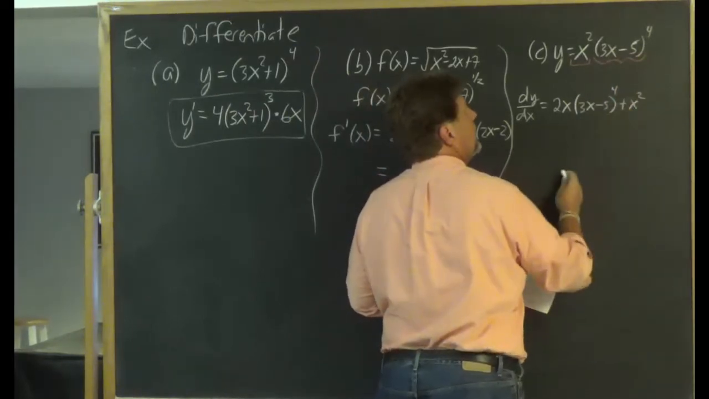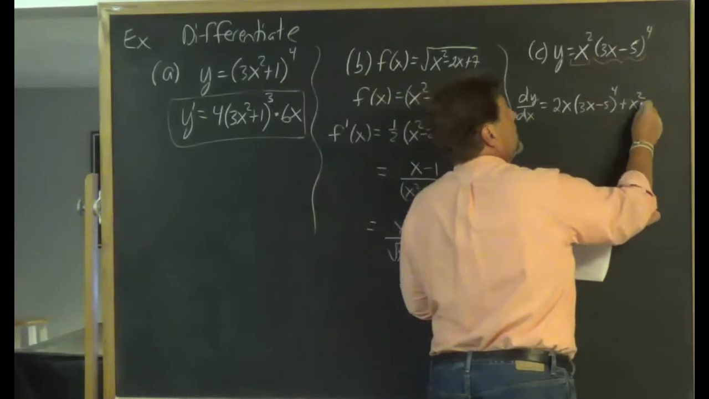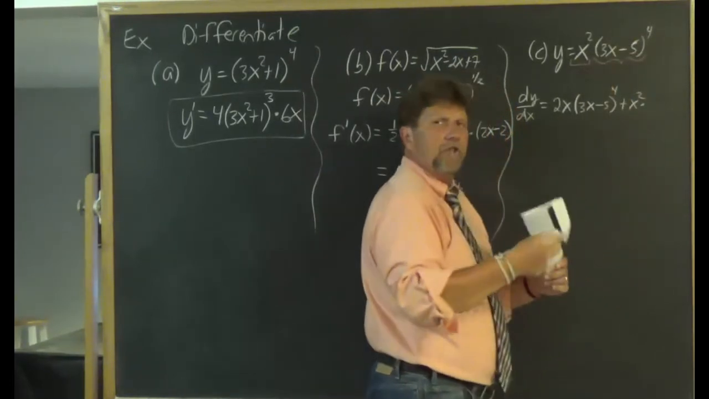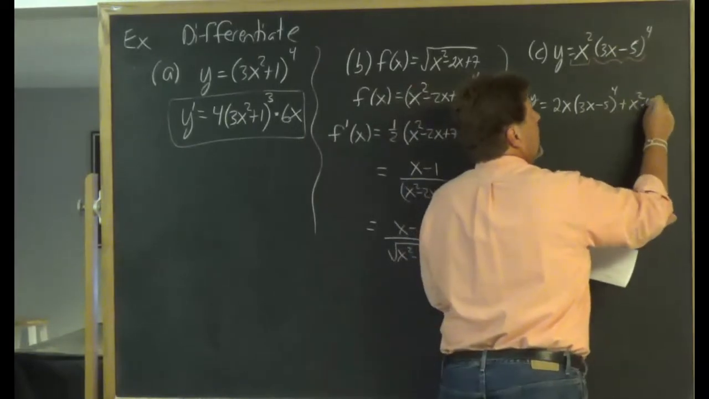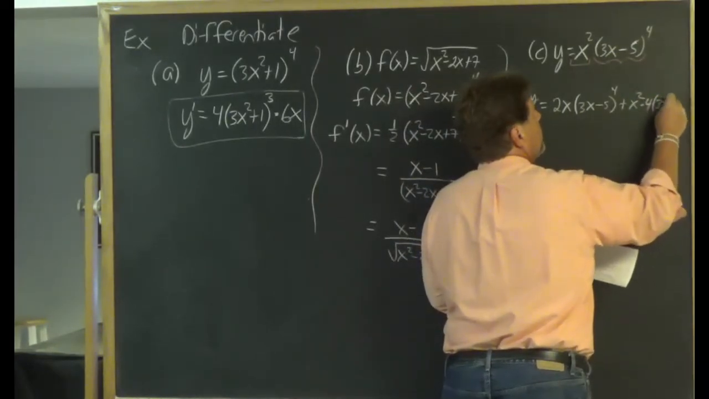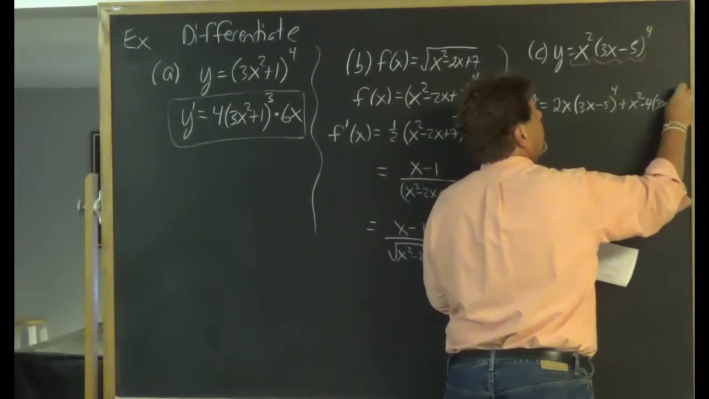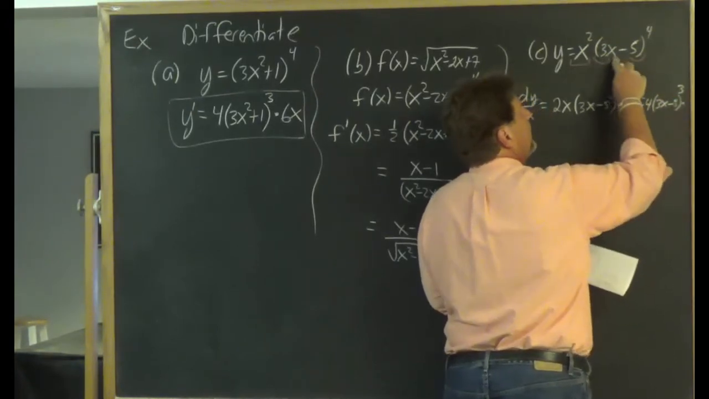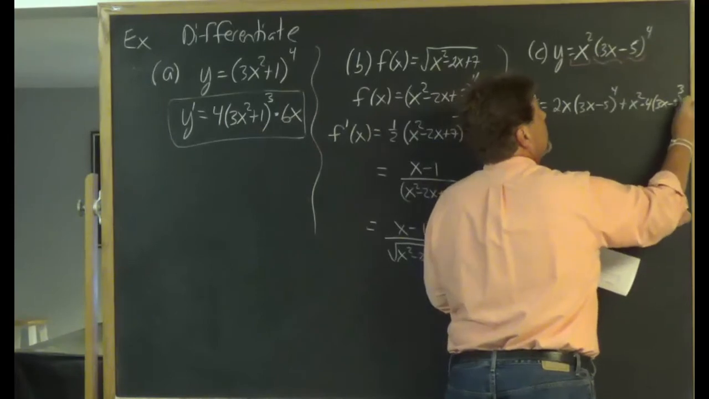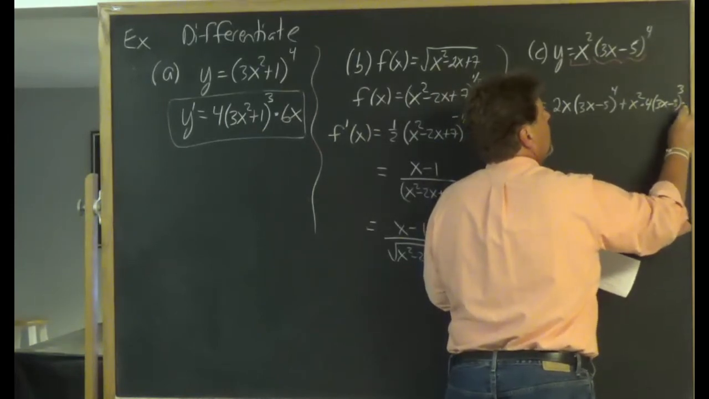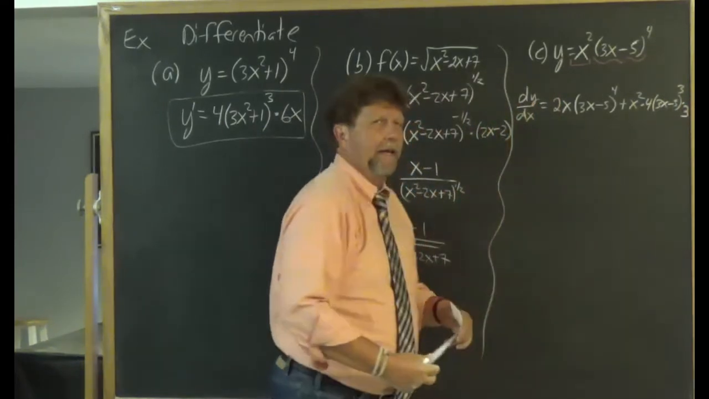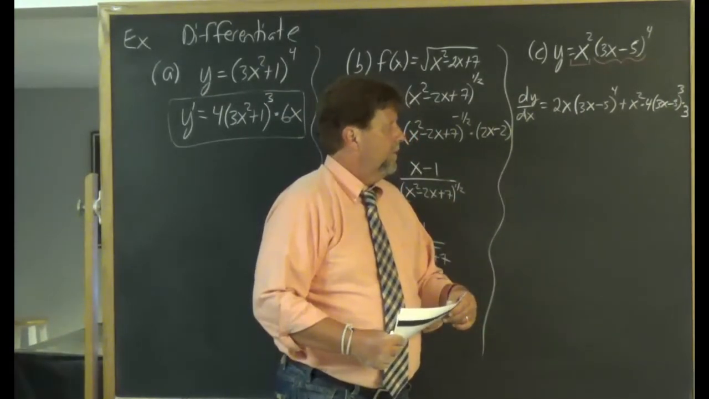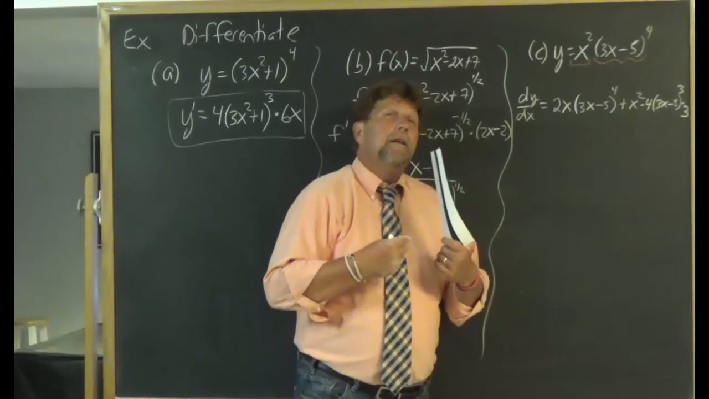plus the first function times the derivative of the second function. Here we have the chain rule taking place. That's a 4 times 3x minus 5 to the 3rd power, times the derivative of the inside, which is 3. Just couldn't quite get it on the same line, but that's a times 3. And you know what? Look, that's the derivative.